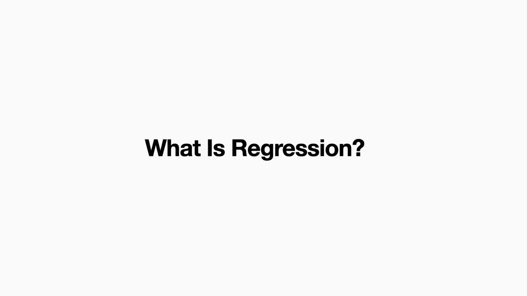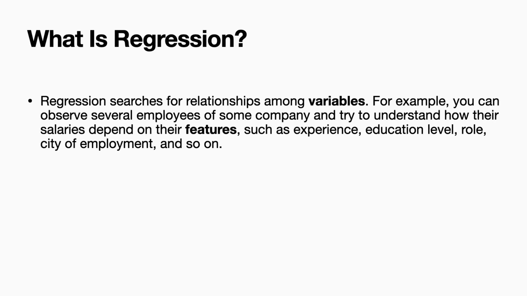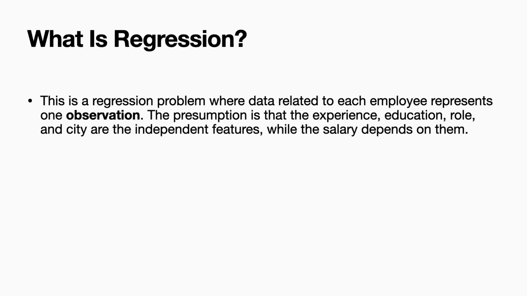Let's first understand what regression is. Regression searches for relationships among variables. For example, you can observe several employees of some company and try to understand how their salaries depend on their features, such as experience, education level, role, city of employment, and so on. This is a regression problem where data related to each employee represents one observation. The presumption is that the experience, education, role, and city are the independent features, while the salary depends on them.